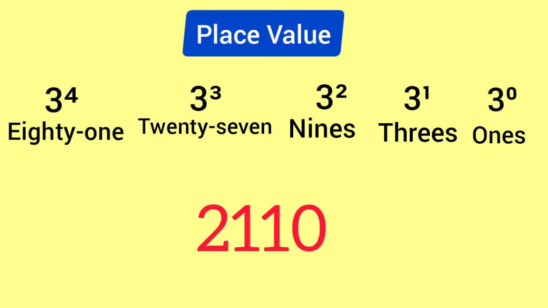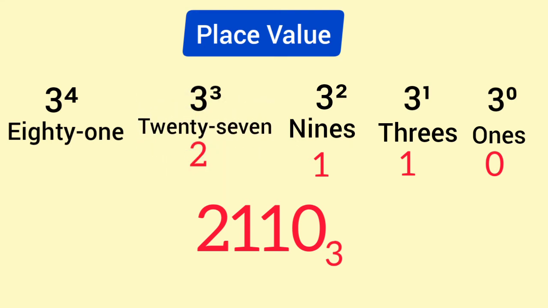All right, so let us look at an example. 2110 base 3. What are the different place values? So the 0 is in the 1's place. The 1 is in the 3's place. The other 1 is in the 9's place. And then we have the 2. The 2 is going to fall where? Yes, in the 27's place.